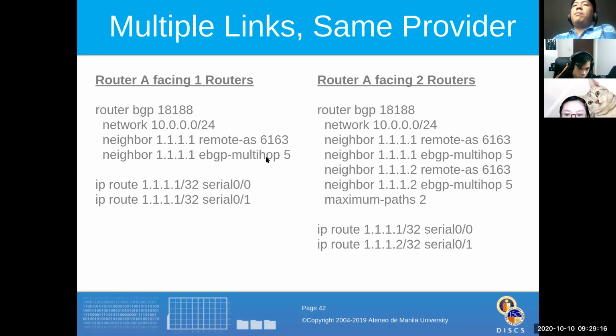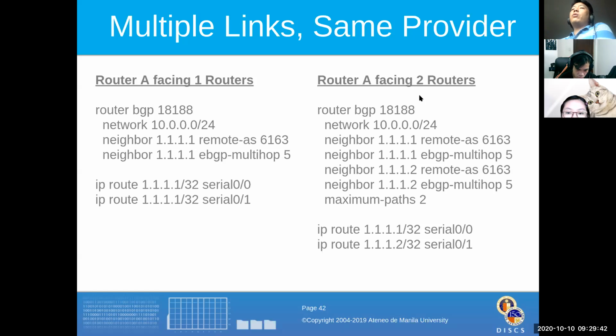This one, eBGP multi-hop 5, just simply means that this 10.1.1.1 might not be my border router. There may be more routers between me and that BGP router. So this simply allows that, right? And I pass the traffic all to that serial interface. So this one is one router facing one ISP. Not very useful because you can just do a default route, right? You don't have to put all this.